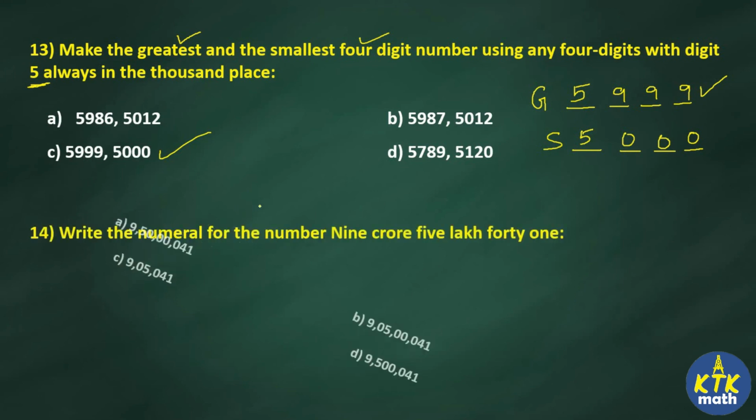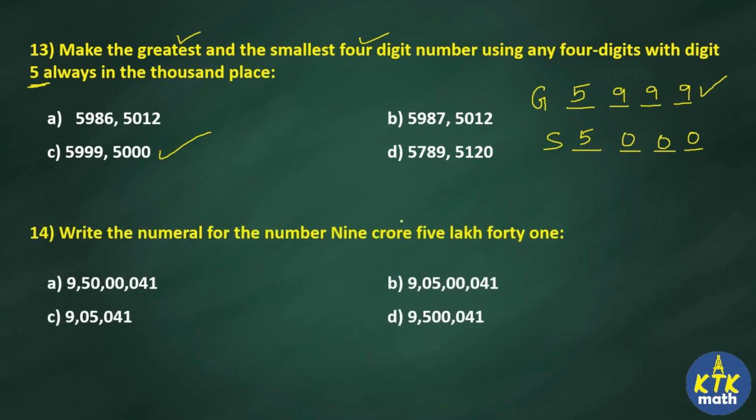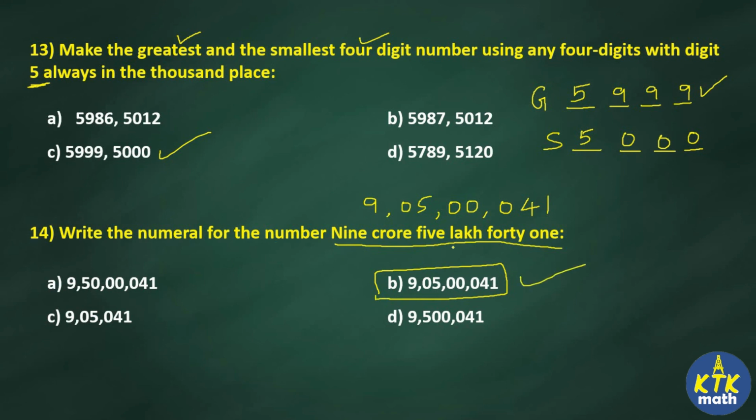Okay, let us move to the 14th question now. Write the numeral for the number 9 crore 5 lakh 41. First, you don't need to look at the options, it may confuse you. Better, whatever they give, first write it by yourself: 9 crore and then 5 lakh, so 05, then nothing in the ten-thousands or thousands period, and you have only 41. Now after writing this, check where it is in your options, 9 crore 5 lakh. So this is here. So option B is going to be the correct answer for this question. These kinds of questions are very simple. You don't need to look at the options.